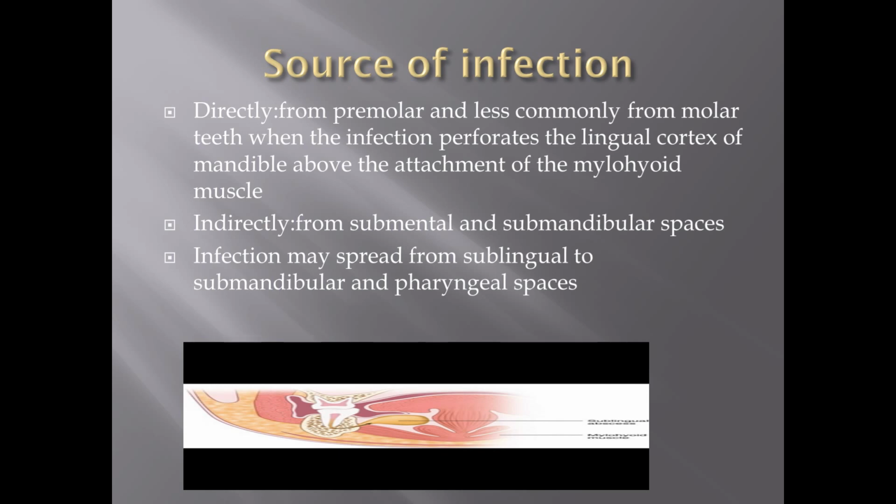Source of infection: directly from the premolar and less commonly from molar teeth, when the infection perforates the lingual cortex of mandible above the attachment of mylohyoid muscle. Indirectly from submandibular and submental space. Infection may spread from sublingual to submandibular and pharyngeal spaces.